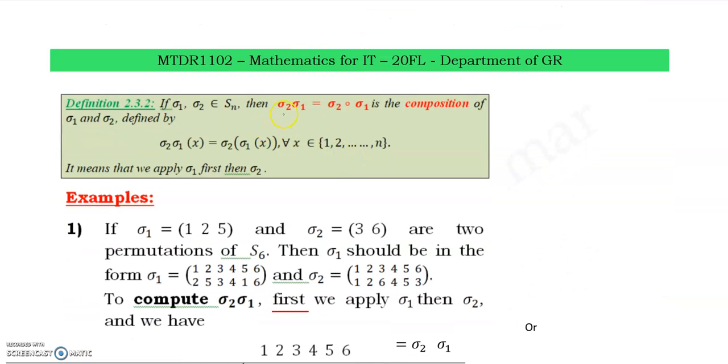Now we see here, what is composition? Already you studied it in pure mathematics. What is composition? See, sigma 1 and sigma 2 are 2 permutations in Sn. Then how to find sigma 2 sigma 1, which means sigma 2 composite sigma 1. Okay, first we have to apply sigma 1 first, then sigma 2 second, to find sigma 2 sigma 1. Sigma 2 sigma 1 is nothing but sigma 2 composite sigma 1.